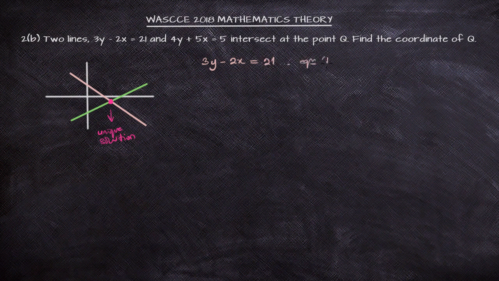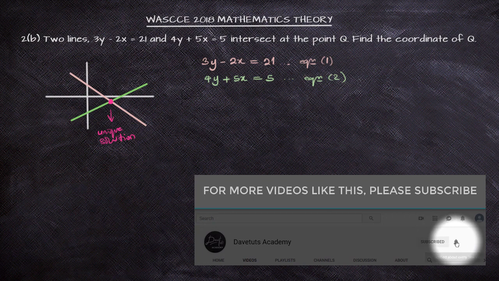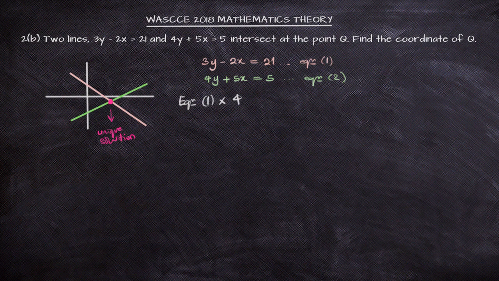So if you write out our equation 1 and 4y plus 5x minus 5 is equal to 5 as equation 2, we can look at this, and if we want to eliminate y, we can multiply equation 1 by the coefficient of y in equation 2. So here we are going to have equation 1 multiplied by the coefficient of y in the second equation, which is 4, and equation 2 multiplied by the coefficient of y in the first equation, which is 3.